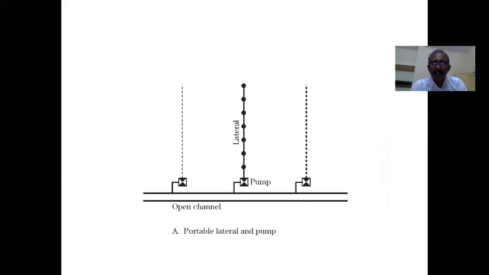Another kind of case is one in which sometimes you may need to take water from an open channel. In that kind of situation, for every lateral one can use some kind of portable pump. The portable pump can be used and the lateral operated. Then shift the pump as well as the lateral to the next nearby location and keep operating. So this is one kind of case: portable lateral and pump.